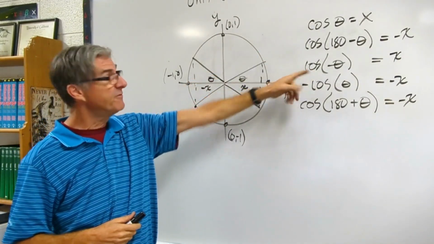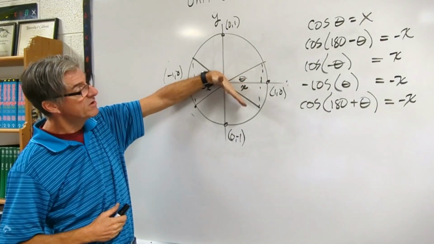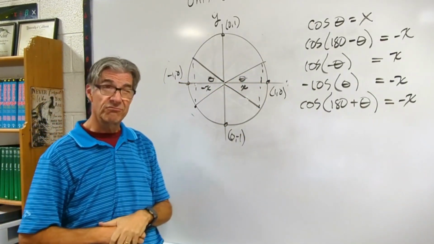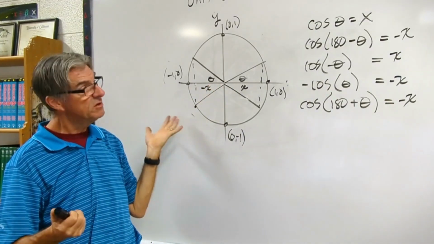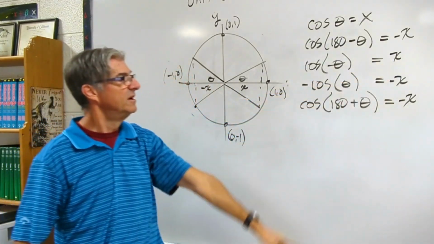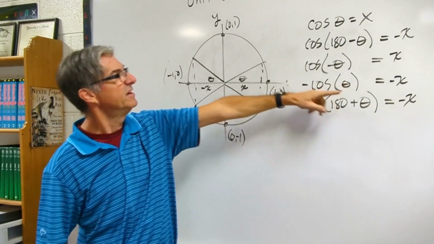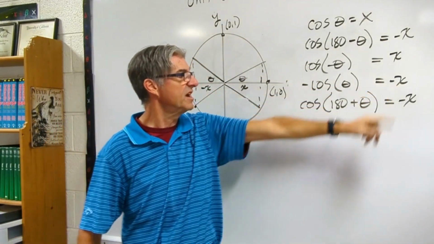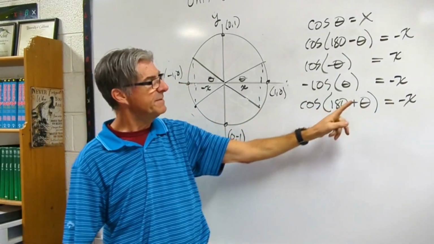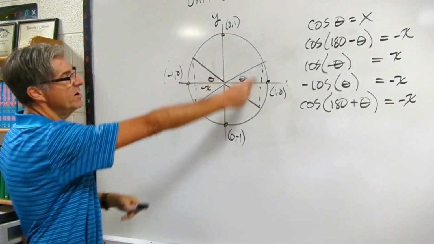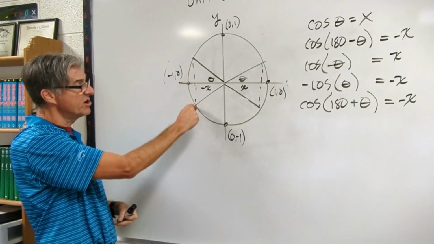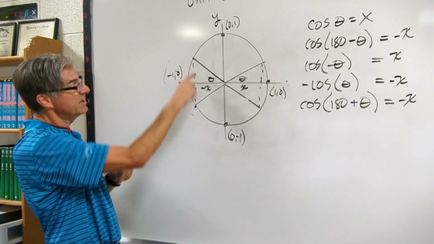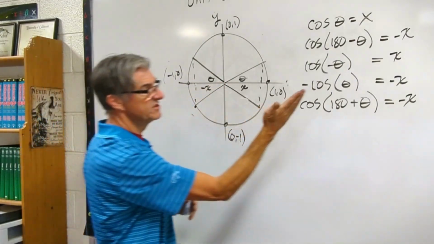Now cosine negative theta means we've come down this way. We've rotated in a negative direction, but we're still to the right of the origin. So x is still positive, so that's why that's positive. Negative cosine theta is just cosine theta, but negativized, so we have a negative x there. And then cosine 180 plus theta, we've come all the way around 180, we've gone theta more degrees. Now we're still to the left of the origin, so our x value along the x-axis is negative.